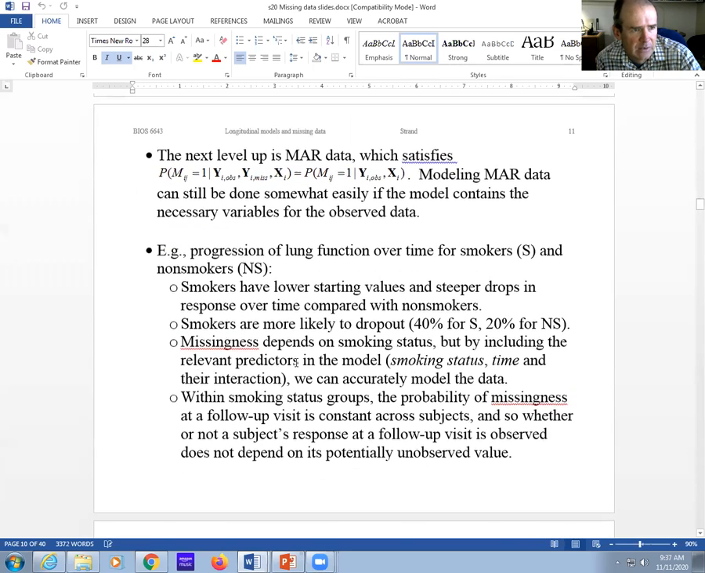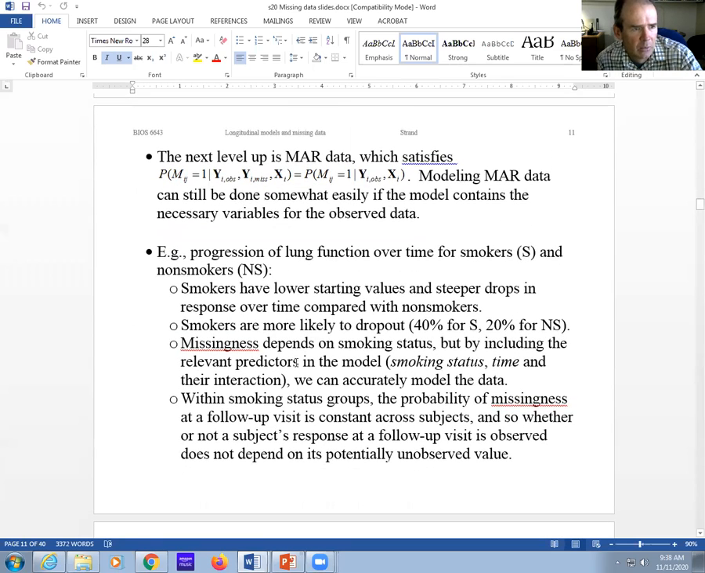The next level up is missing at random, which says that the missingness depends on the covariates and the observed outcomes, but not on the missing outcomes. Okay, so for example, before I get into the example, modeling this type of data can still be done if you have the right variables added to your predictors.